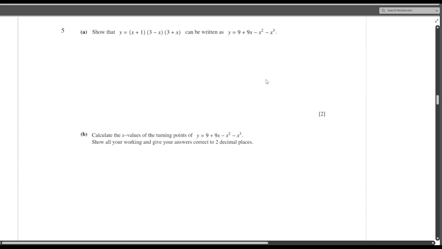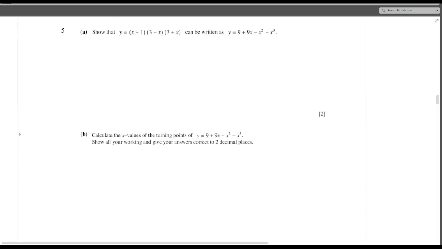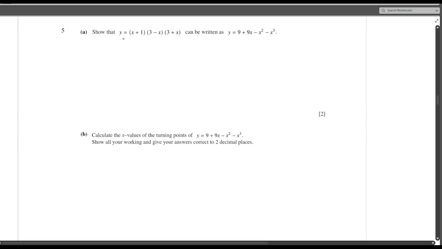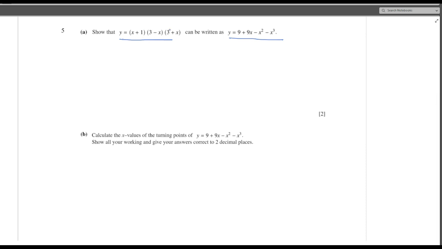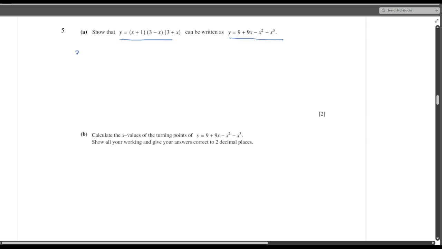Question number 5. The first part is, show that y equal to this can be written like this. Here it is simple, you simply have to multiply. First I will open the first 2 brackets. So x multiplied by 3 minus x: x times 3 is 3x, x times minus x is minus x square. Then 1 times 3 is plus 3, and 1 times minus x is minus x.